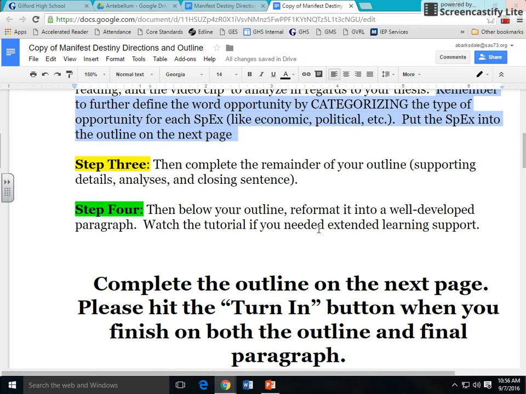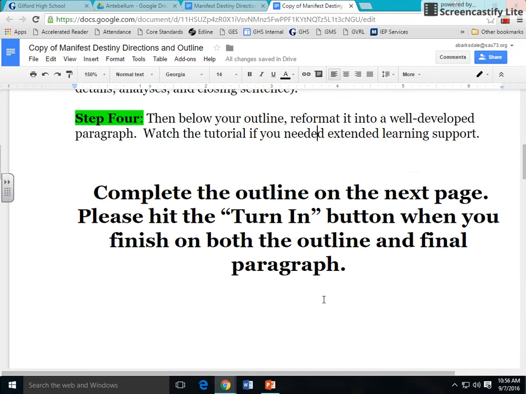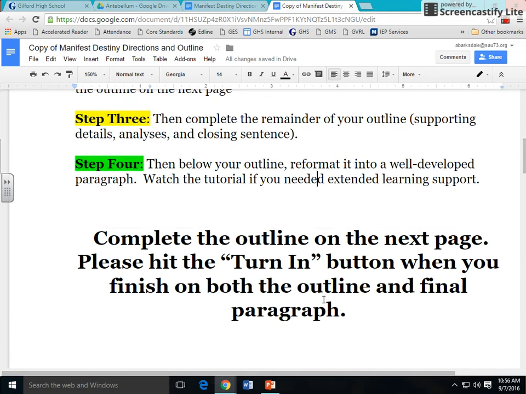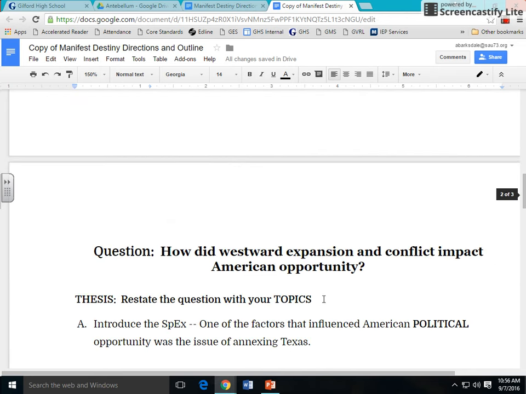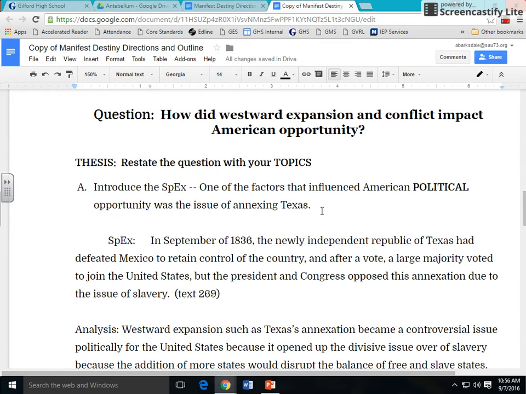Okay. This is required: you actually have a two-step writing process for this. You're going to complete an outline, and then once the outline has been reviewed and feedback has been given, you're going to then reformat that into a well-developed paragraph. All right. So this form that I'm showing you is the directions that you have in Classroom. I'm going on to the next page. The next page is partly filled out, but I do want to make clear that these are my examples and the copy that you have is completely blank.